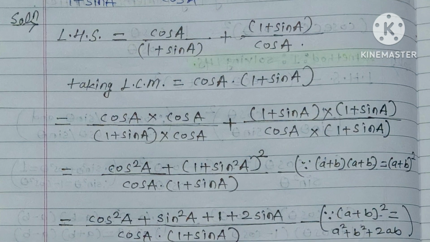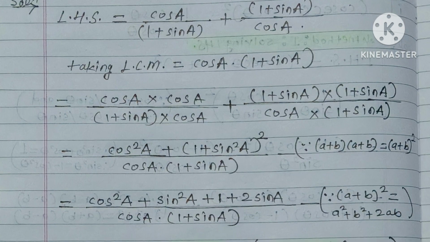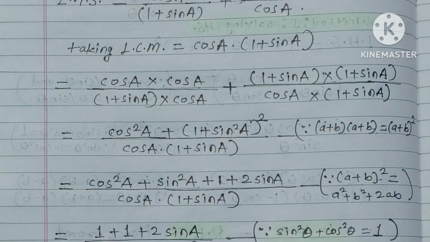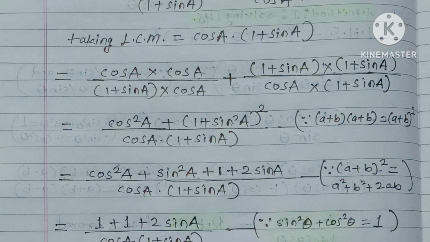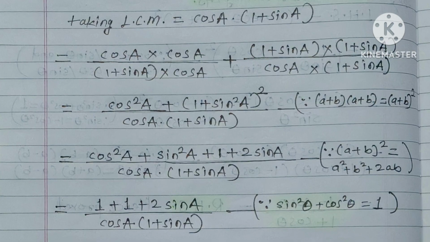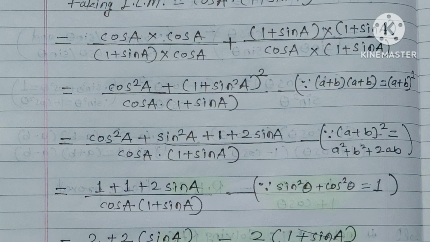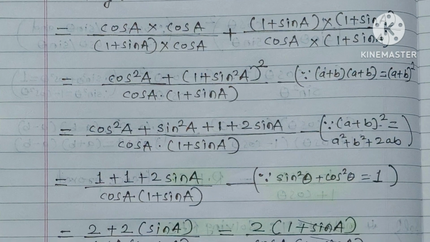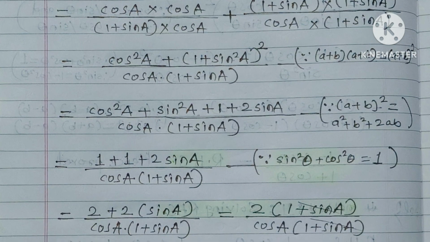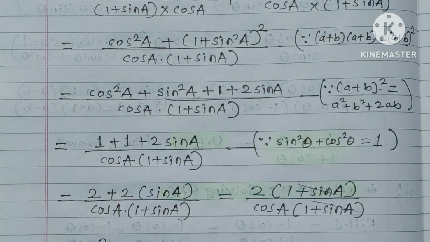Now here let's understand that 1 plus sin A into 1 plus sin A is nothing but (1 plus sin A) whole square, which comes from the method (a plus b) into (a plus b) is equal to (a plus b) square. So we'll get cos square A plus (1 plus sin A) whole square divided by cos A into 1 plus sin A. Now we are going to split this (1 plus sin A) square using the method (a plus b) square is equal to a square plus b square plus 2ab. So post substituting the values, we'll get cos square A plus sin square A plus 1 plus 2 sin A divided by cos A into 1 plus sin A.